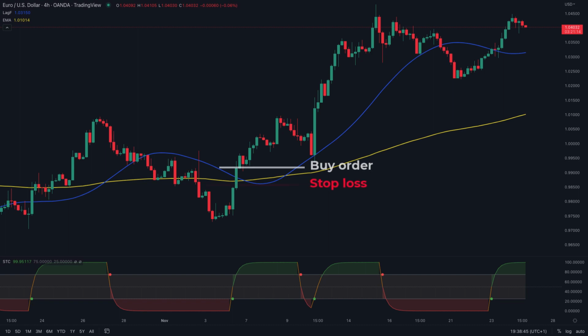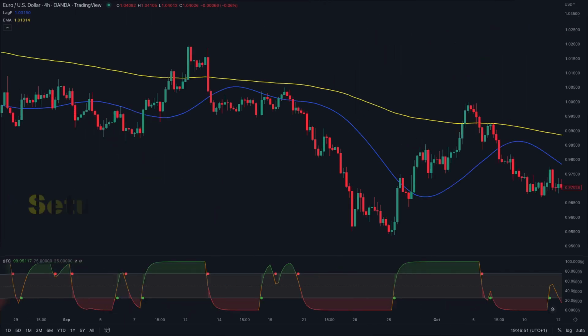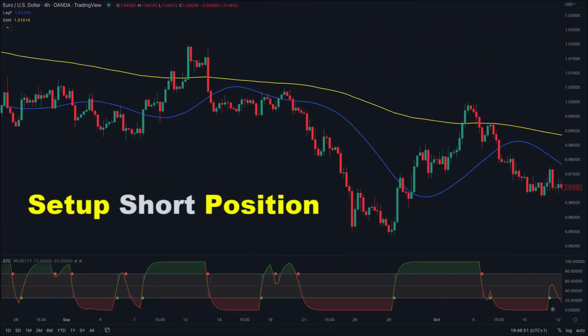Then, we can place a stop-loss order at the Laguerre filter or at previous low. The take-profit order will be set at 2 times the risk. The rules for a short position are the opposite.